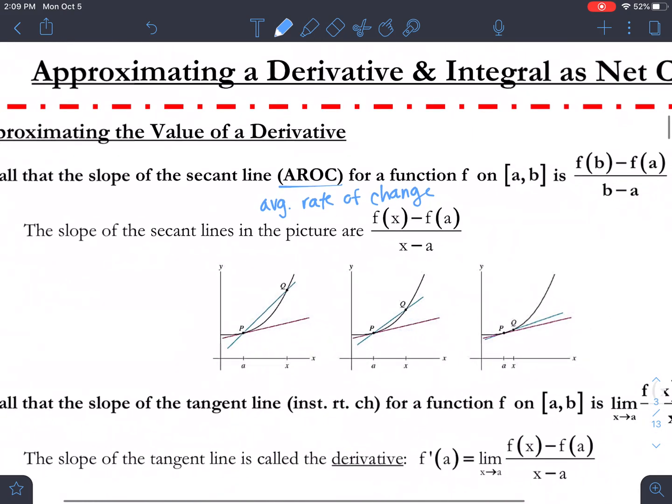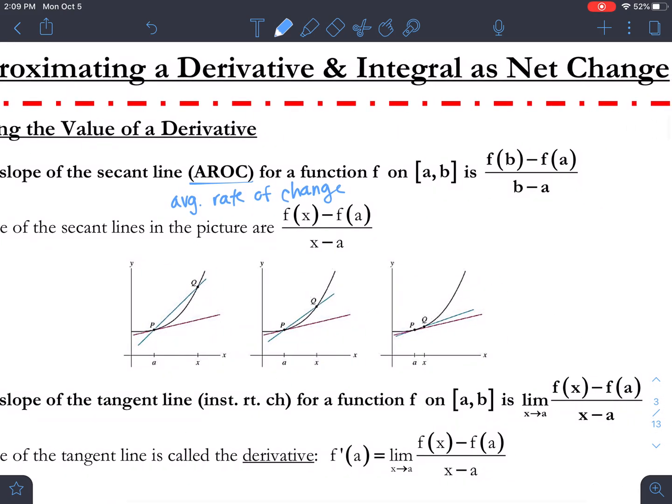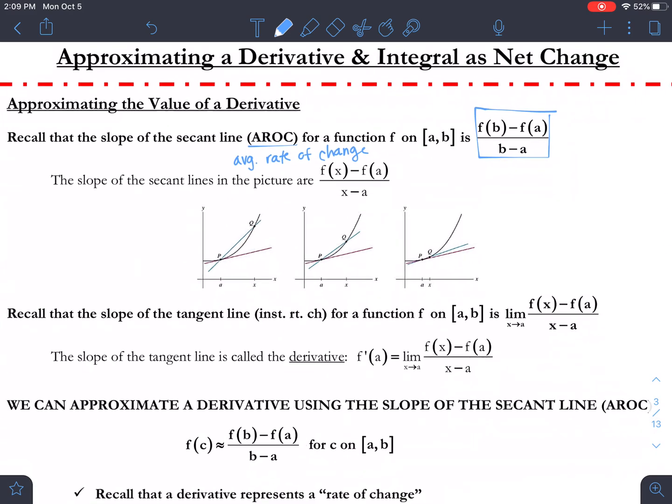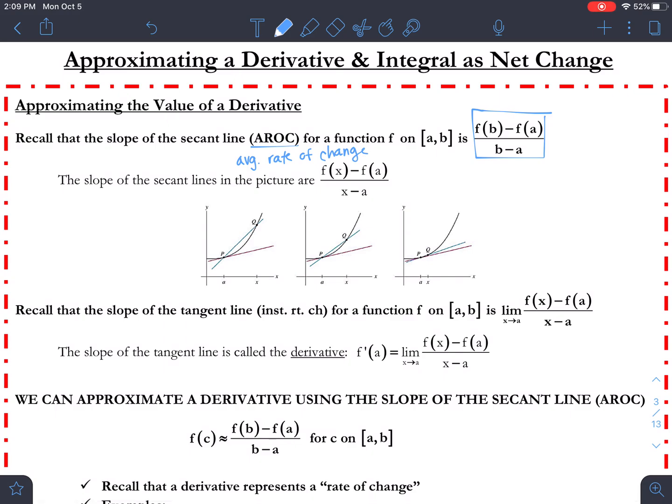So average rate of change is f of b minus f of a over b minus a. So really important one to remember there. Okay, and we're going to be using that to approximate derivatives. Okay, so remember secant lines, it's somewhere where we're pretty close, we're trying to get closer, and we're trying to get as close as possible to getting that slope of a tangent line. And that's the instantaneous rate of change, and that's that limit definition right there.